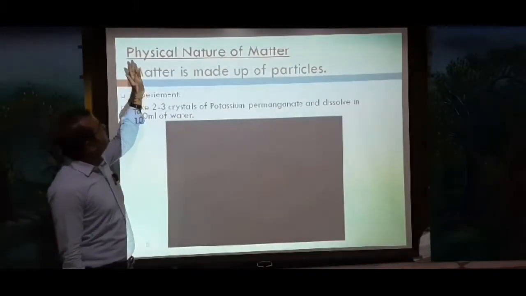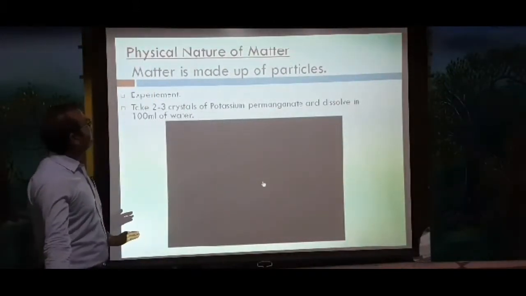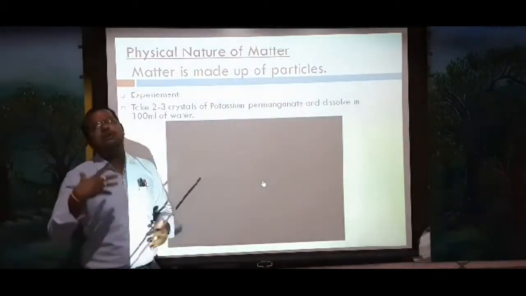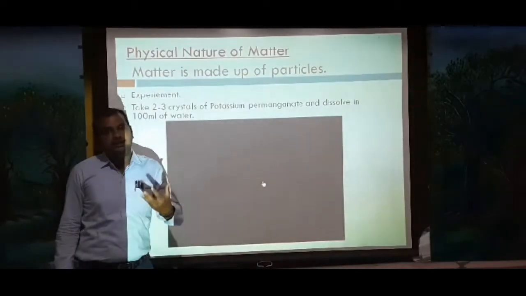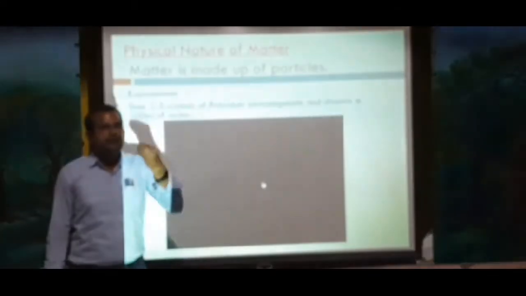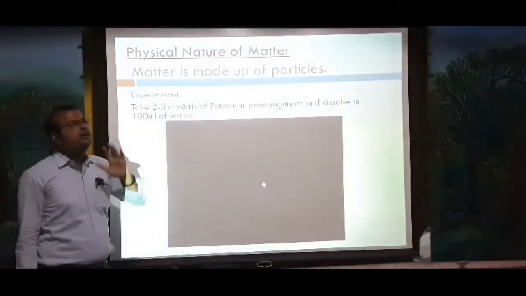Here, first one, the physical nature of matter. Matter is made up of particles. All the matter, everything we see, even as small as a particle of sand or a drop of water, is made up of particles. So all those are called matter. In other words, matter is nothing but that which has mass and volume, and it occupies space. And matter has both physical and chemical nature.